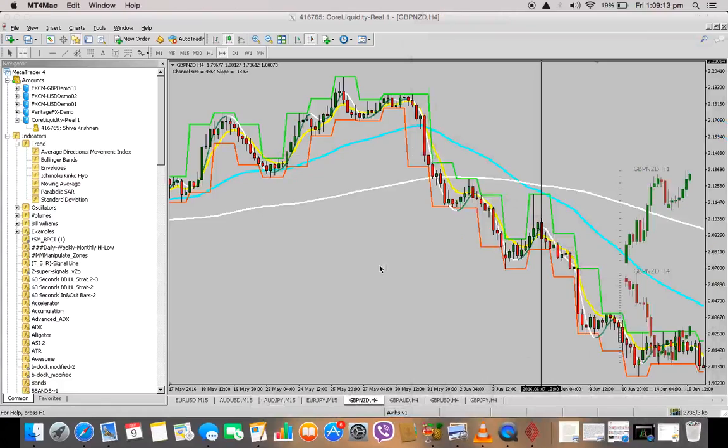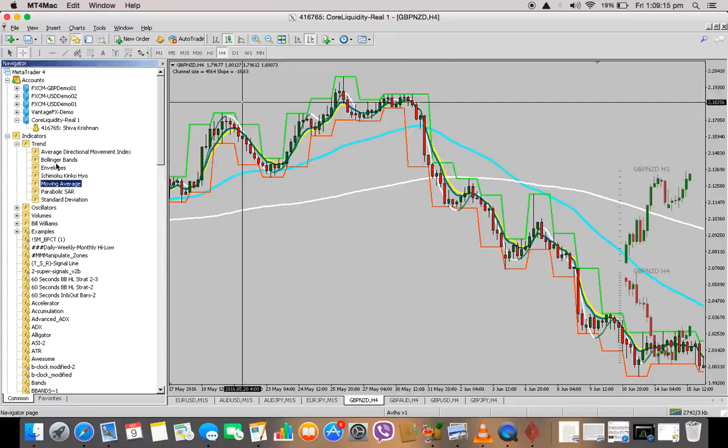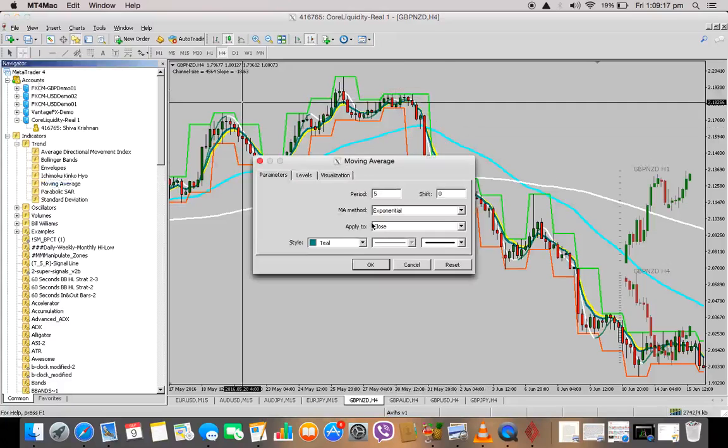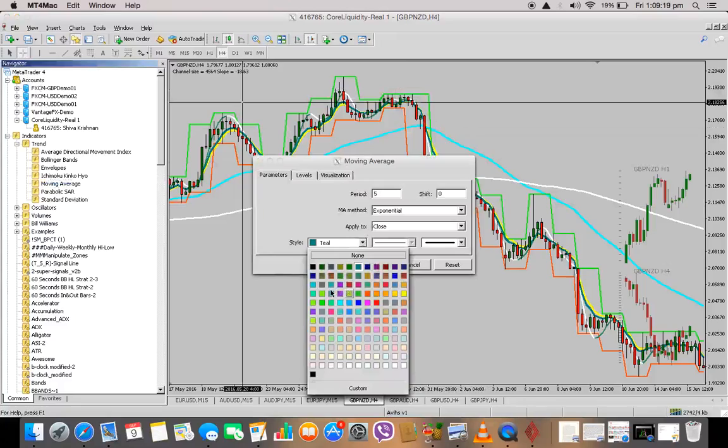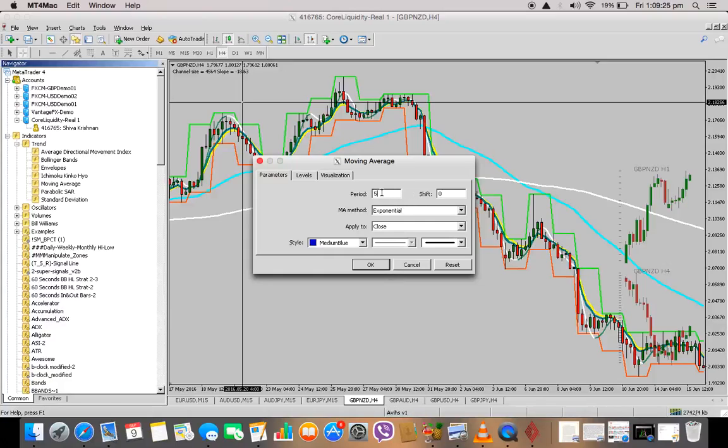Okay, so that's the EMA 5, and we'll add another one. Change the color of this to, what do I have up there? Okay, I'll just make it blue so it stands out for the time being. We'll make that 8, and we'll put that to open.